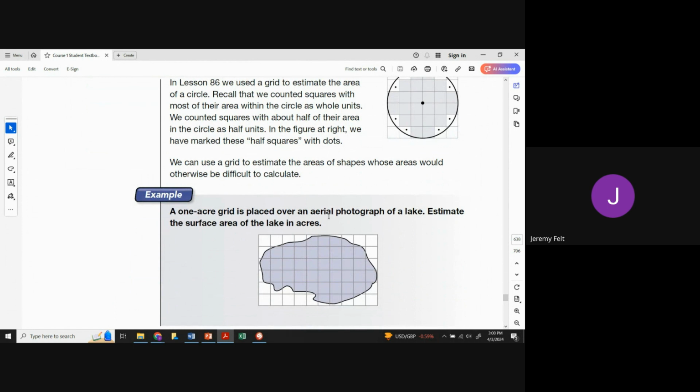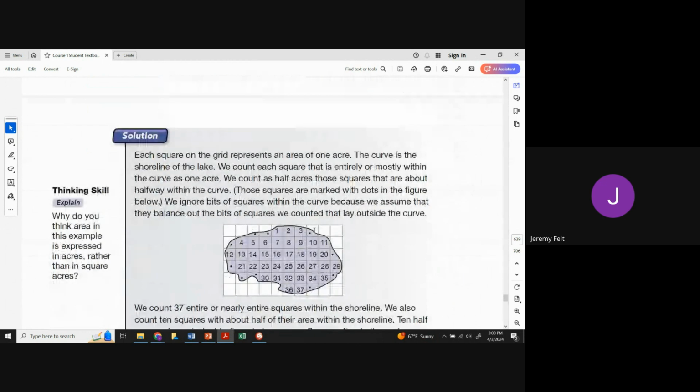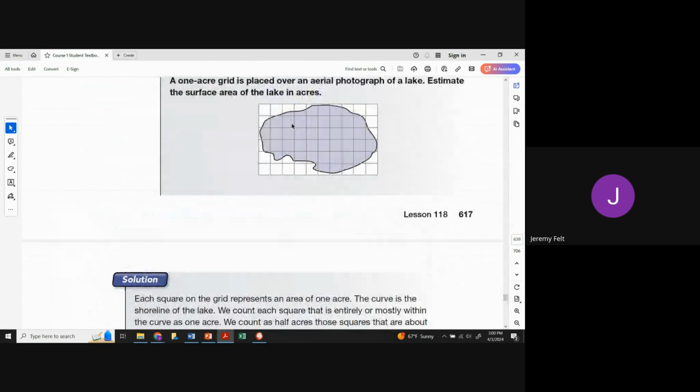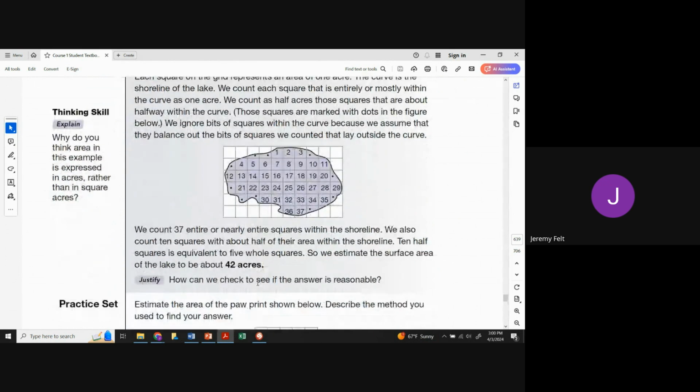This is an aerial photograph of a lake. We have an overlay. It's in acres. So in this, we would go through and count up. It looks like they did some of this for us. Partials or mostly partials, you're going to want to call a whole, and then we have these little dots for our partials. So 1, 2, 3, 4, 5, 6, all the way to 37, and then we have these 1, 2, 3, 4, 5, 6, 7, 8, 9, 10, 11 partials. So 37 plus 5 or 6 would get us to about 42 acres.